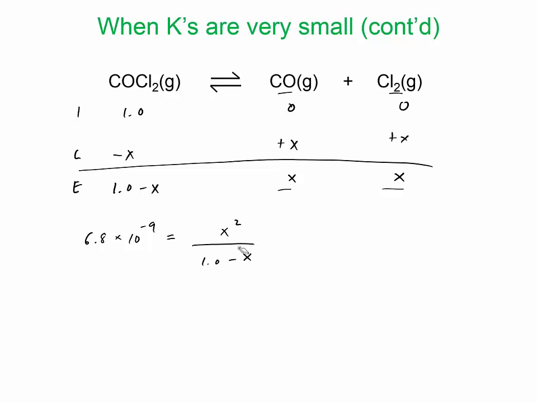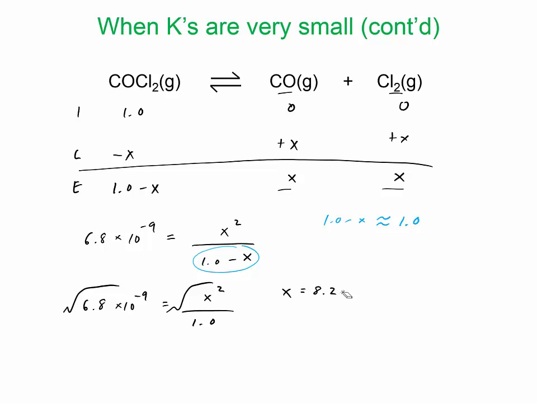And just take a look at how much easier this problem becomes if we assume that 1.0 minus x is basically equal to 1.0. So then our expression becomes 6.8 times 10 to the negative ninth equals x squared over 1. Now all you have to do is take the square root of both sides, and we get that x equals 8.2 times 10 to the negative fifth.